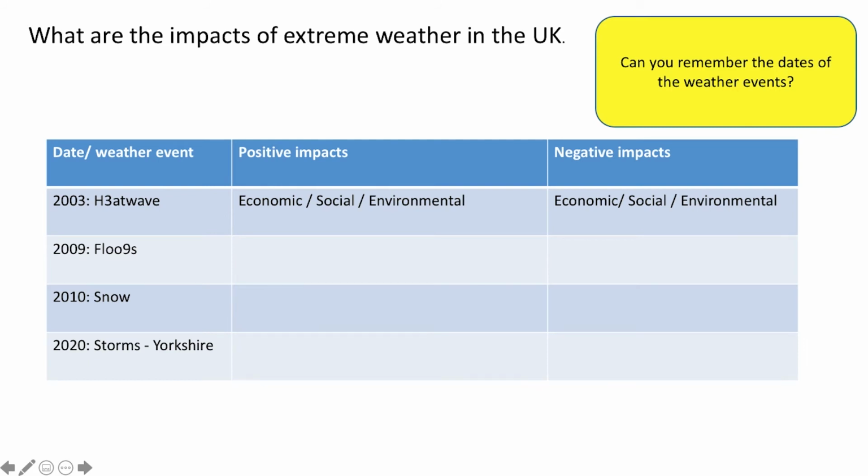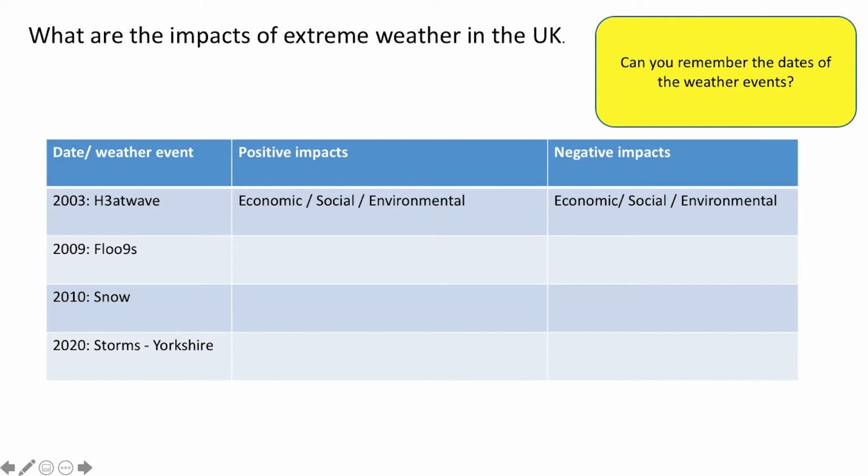Whenever I see a question asking about impacts, your first thought is to think about all the negative things that happen, but actually a heat wave and snow can bring fantastic opportunities for families and children, etc. So let's try to break it down into the date and the weather event, and then positive impacts and negative impacts. When I'm planning an answer to a big question like this, I almost see the table in my mind.